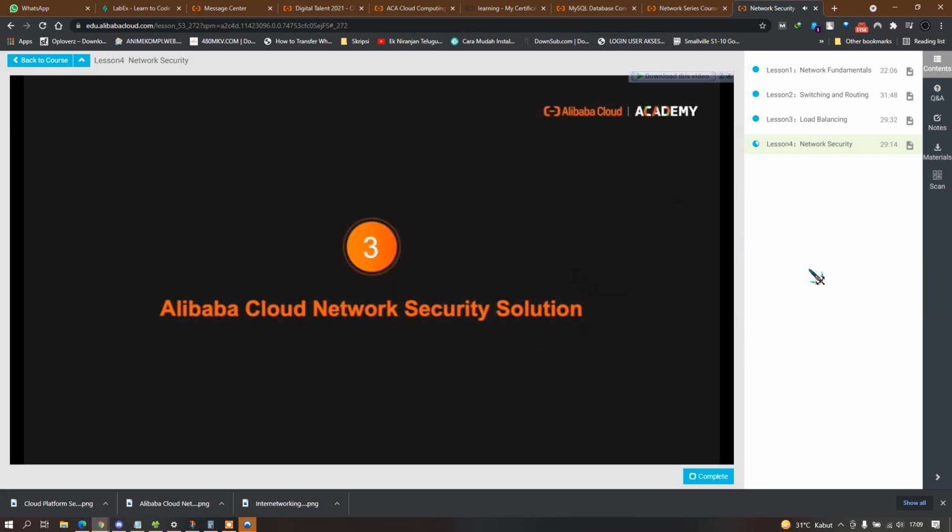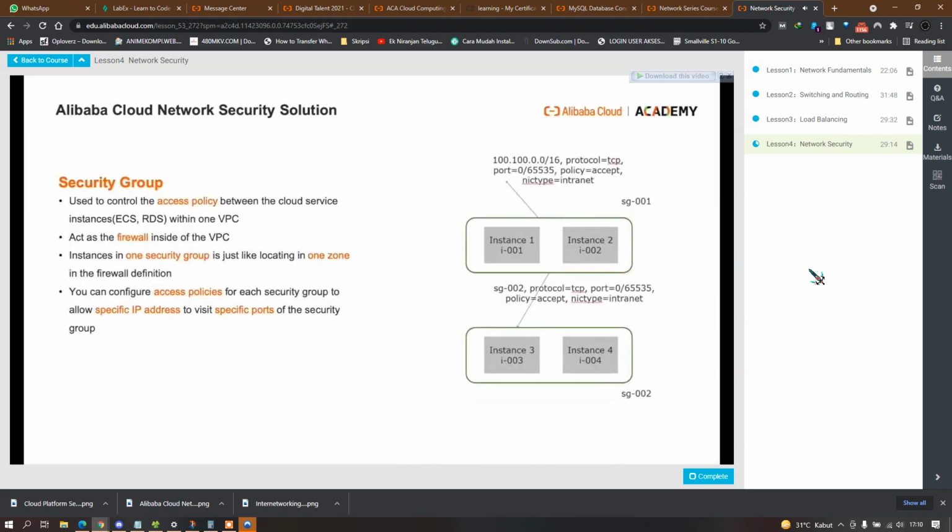Okay, after we have learned about the commonly used traditional network security solutions and some common security concepts, for the last section, I'd like to introduce the Alibaba Cloud network security solutions: how Alibaba Cloud protects the cloud environment with its security solutions. So let's get started. The first cloud network security feature from Alibaba Cloud is the security group.